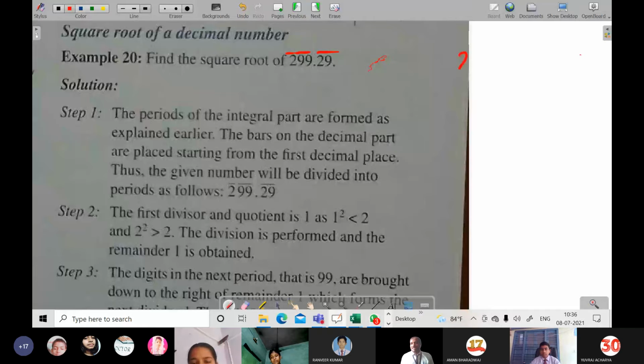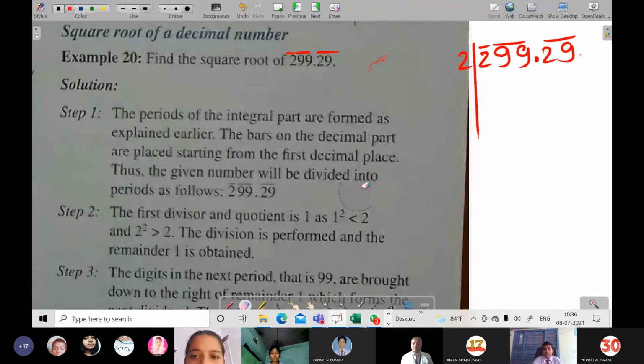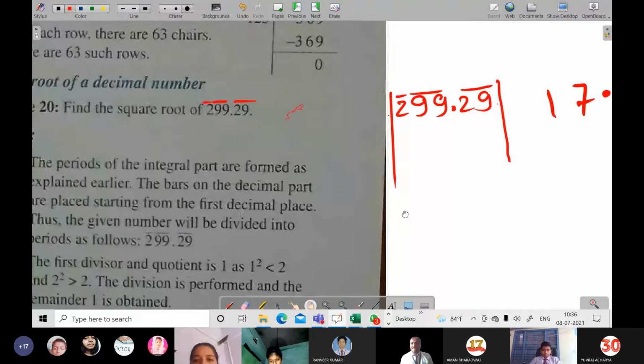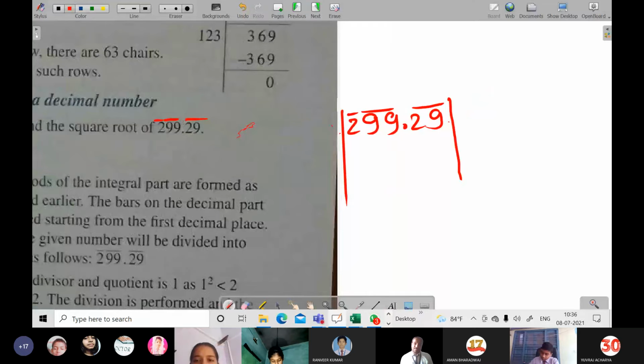It will be made like this: 299.29. So 29 is one pair, 99 is one pair, and 2 is one pair. When we divide, of course, with 2 it will not go, it will go with 1, because 2 squared, 4, becomes bigger. It will be divided pair-wise. So it is with 1. 1 times 1 is 1. Subtract, and 1 comes down. Then after the 9, the 9 pair will come down one set. So 1 plus 1 added becomes 2.